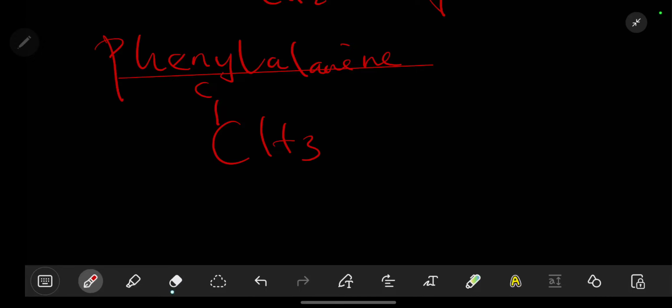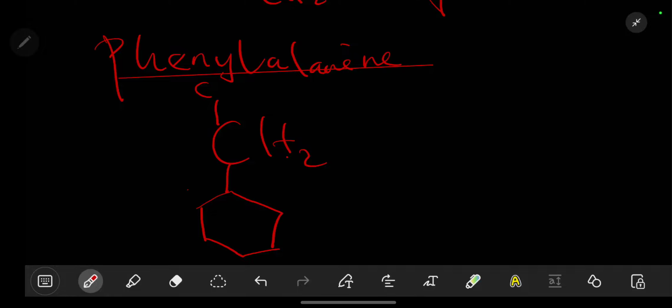Carbon can only accommodate 3 bonds, so for you to add another thing, you have to remove 1 hydrogen, so that 2 plus 1 will be 3. Then you connect to it what we are going to call the benzene ring, like that. So this is the benzene ring. So that is the phenylalanine.